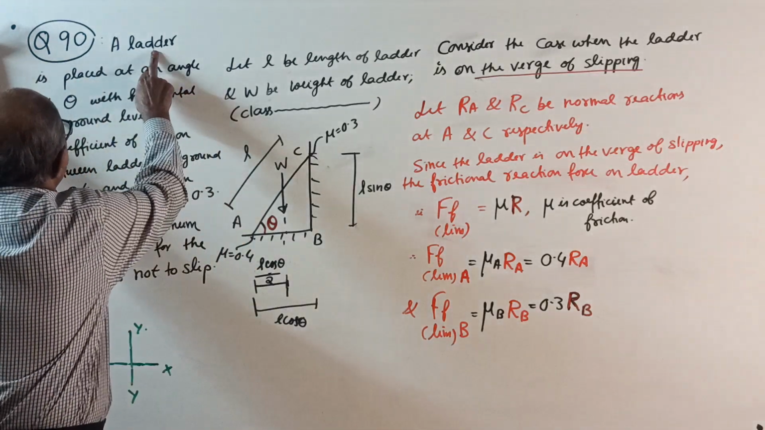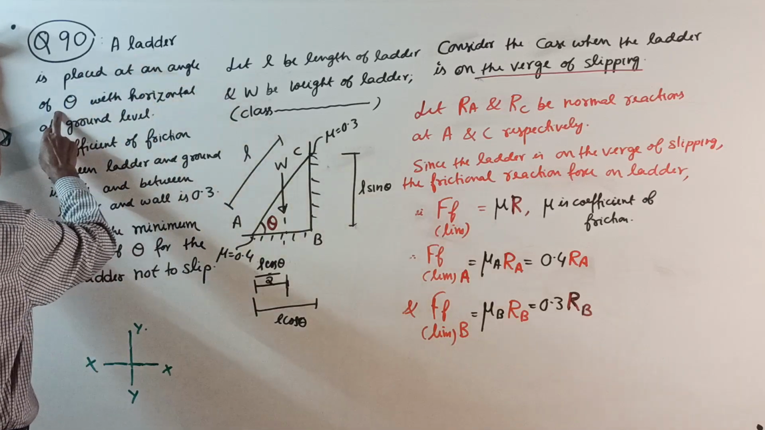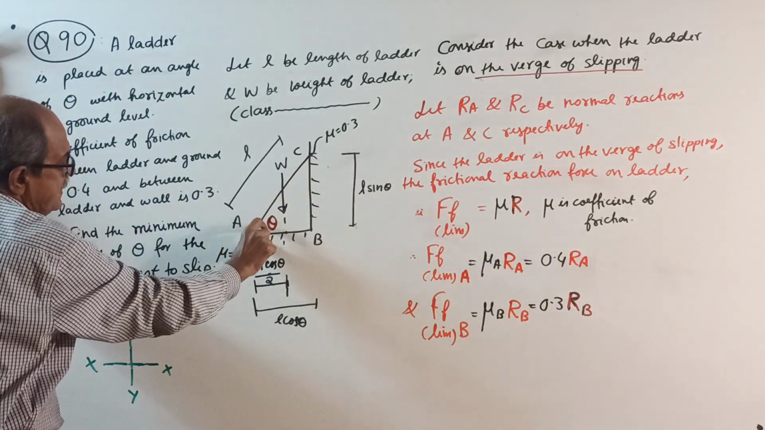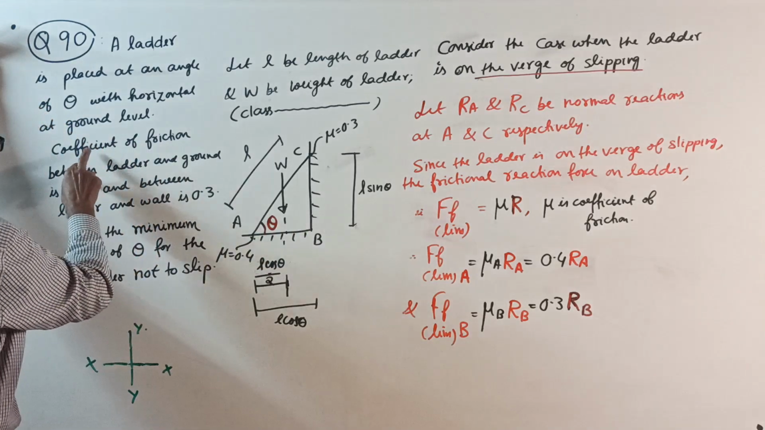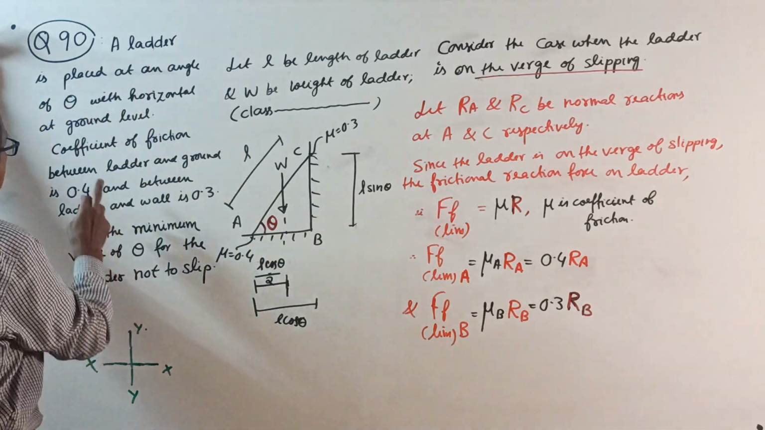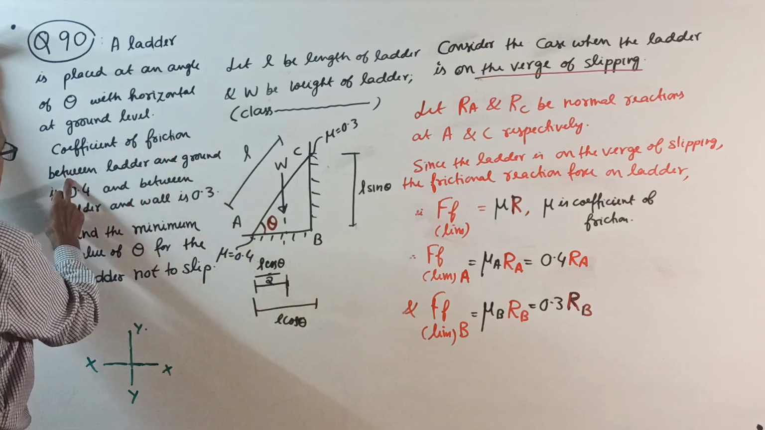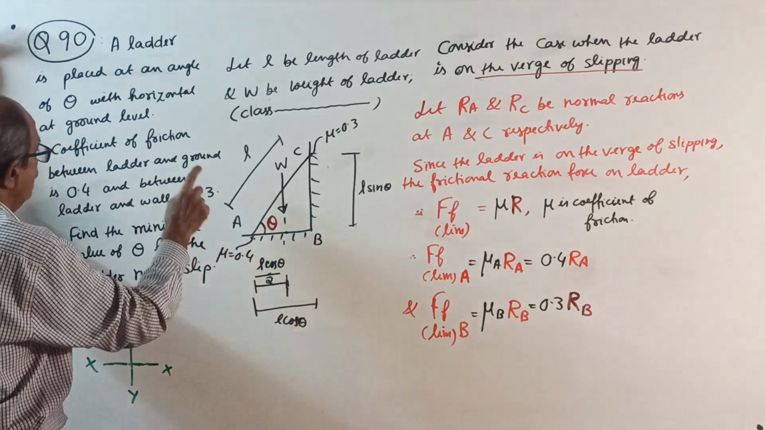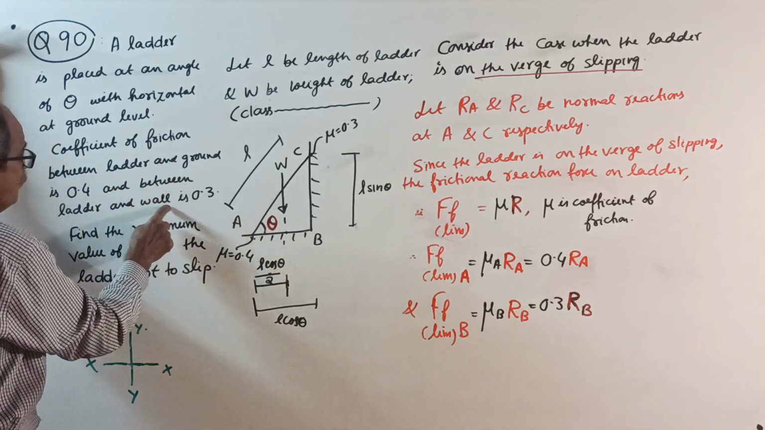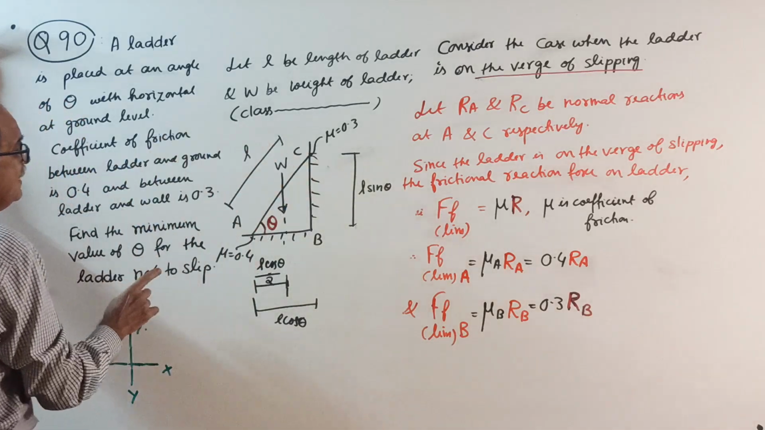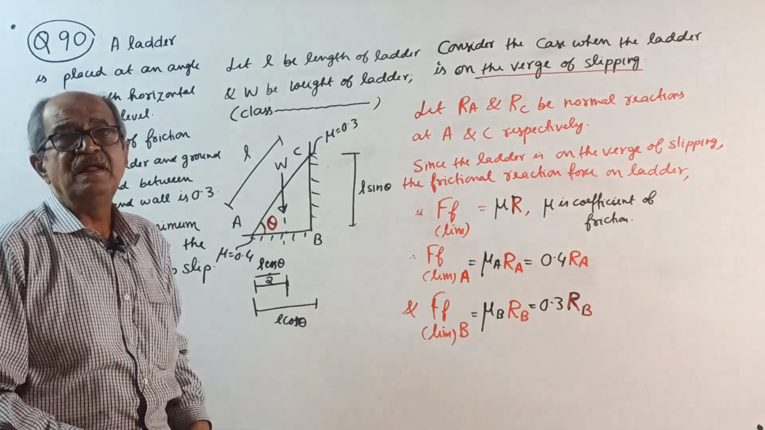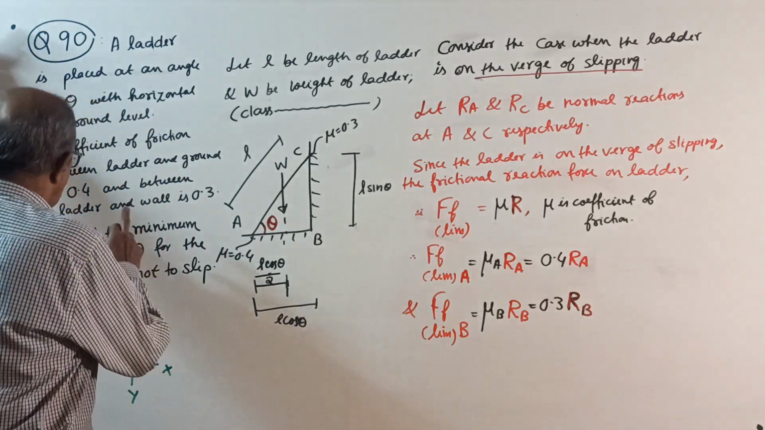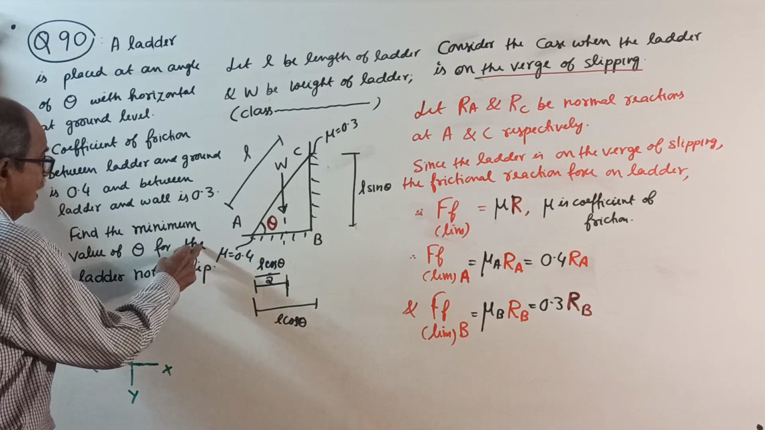A ladder is placed at an angle of theta with horizontal at ground level. This is a ladder at an angle theta with horizontal, be careful, they said with horizontal. The coefficient of friction between the ladder and the ground is 0.4, here mu is 0.4, and between the ladder and wall is 0.3. Both wall and floor, ground, are rough. Find the minimum value of theta.